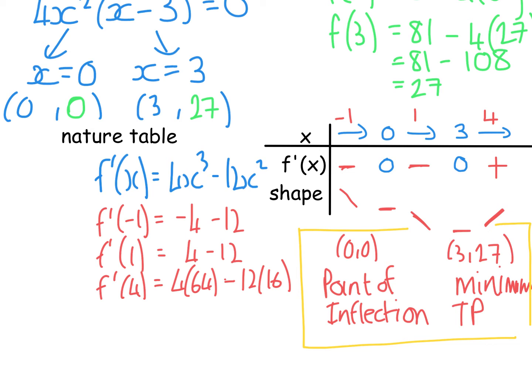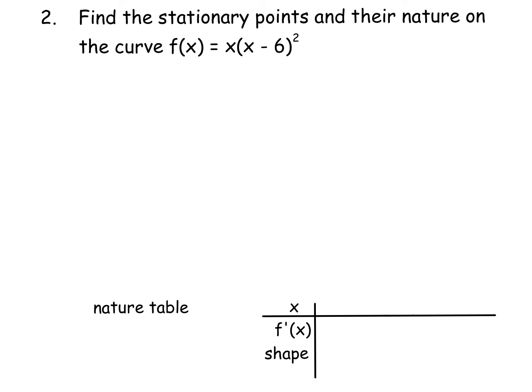Let's try another one. So similar to the previous one, we have to find the stationary points and their nature. And this curve is f of x again. Now this one isn't ready to differentiate, so we have to do a wee bit of prep work first. So if I expand this, I know a lot of us can expand this without writing out x minus 6 all squared.